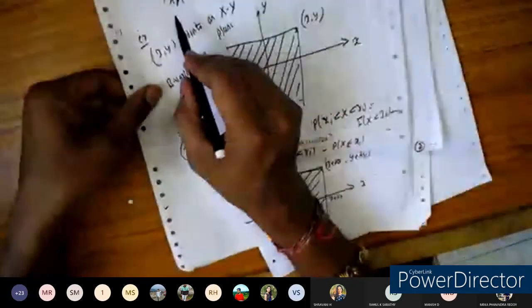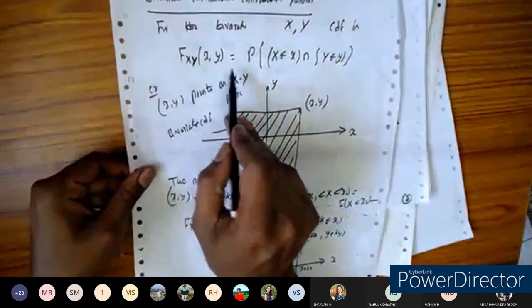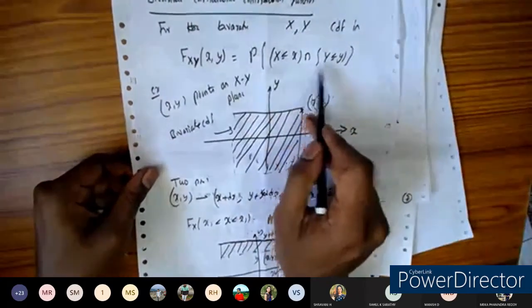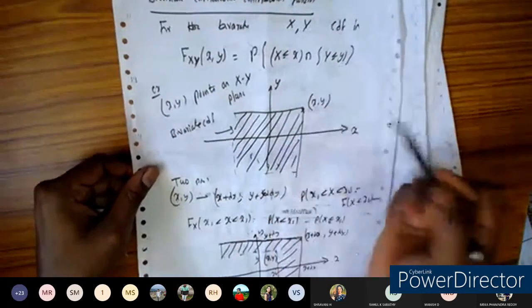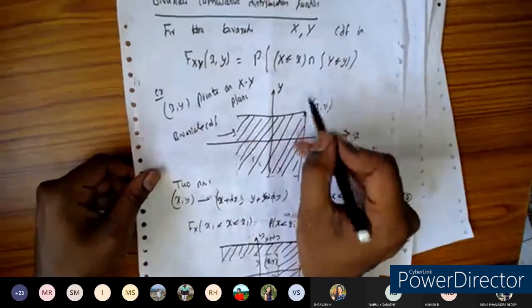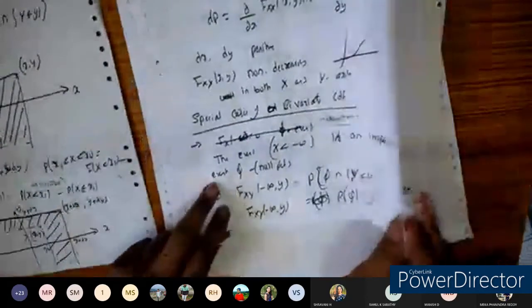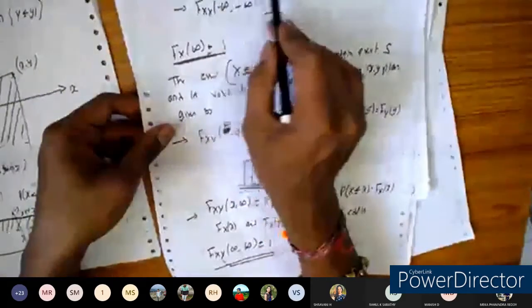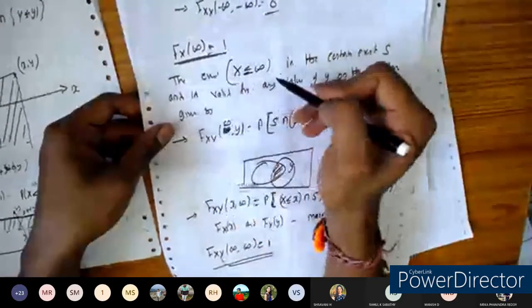For that one, we have seen the cumulative distribution function, which is given by F_XY(x, y) equal to the probability that X takes a value less than x, intersection with Y less than y. This is how the bivariate CDF has been defined here. It has certain properties. Those properties are, for example, F_XY(x, minus infinity) is 0.